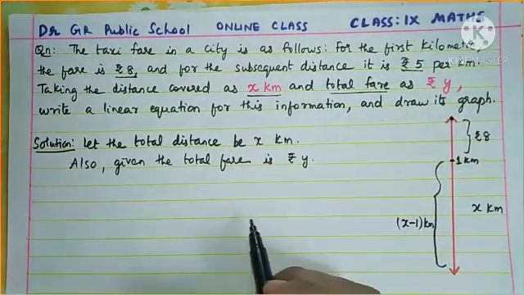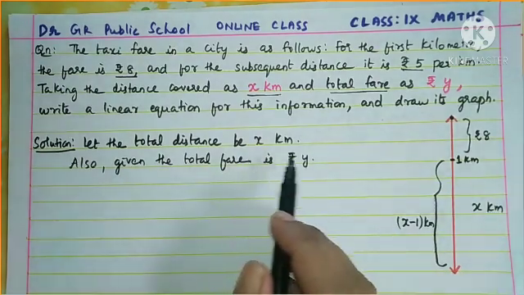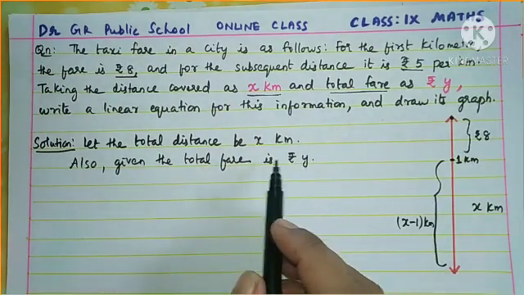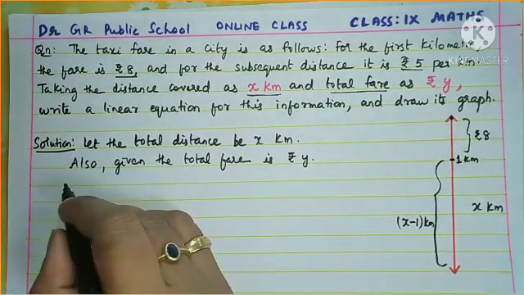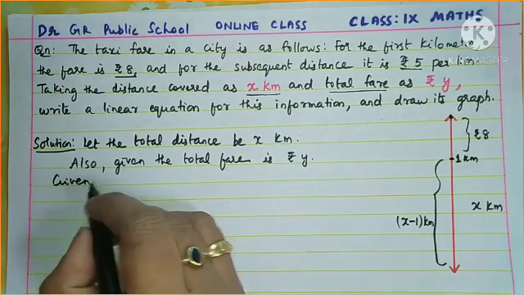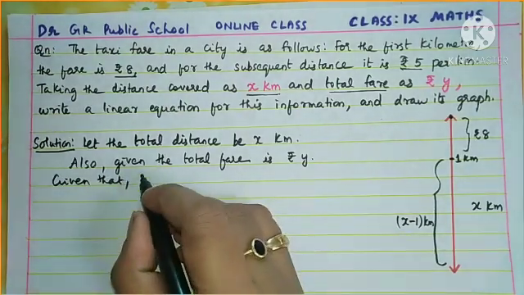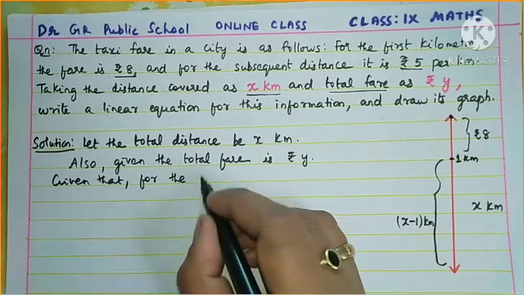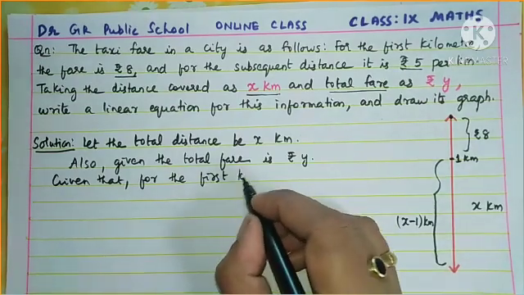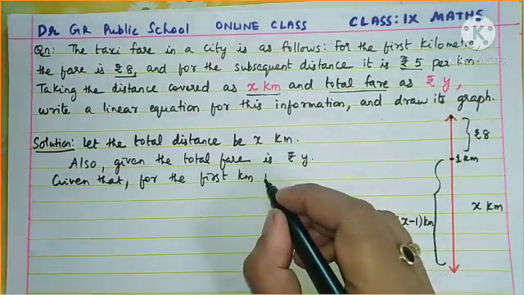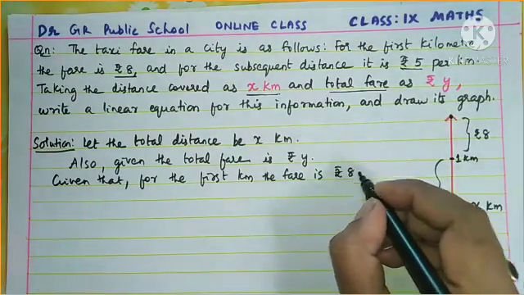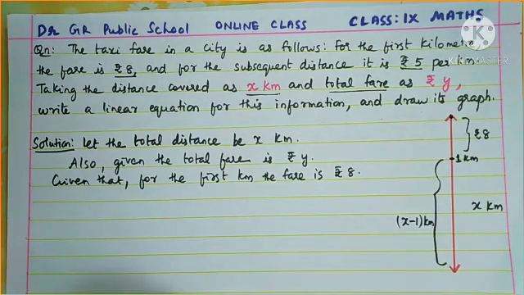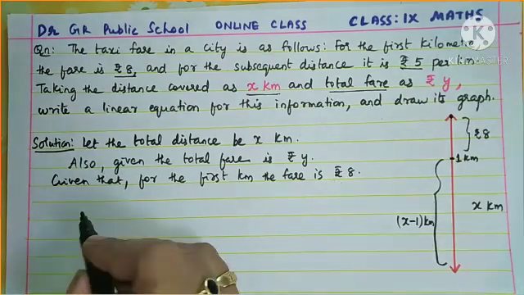Okay, so these two data are given in the problem. Total distance x kilometer and total fare is y rupee. Okay, now what is given? Given that for the first kilometer the fare is rupee 8. When we travel the first kilometer, the fare we have to pay is rupee 8.